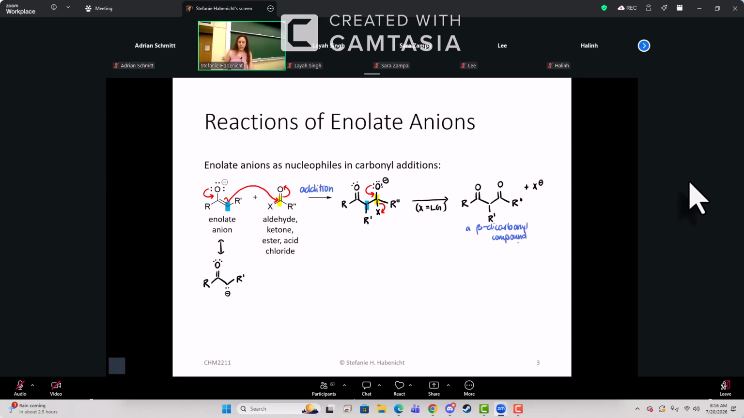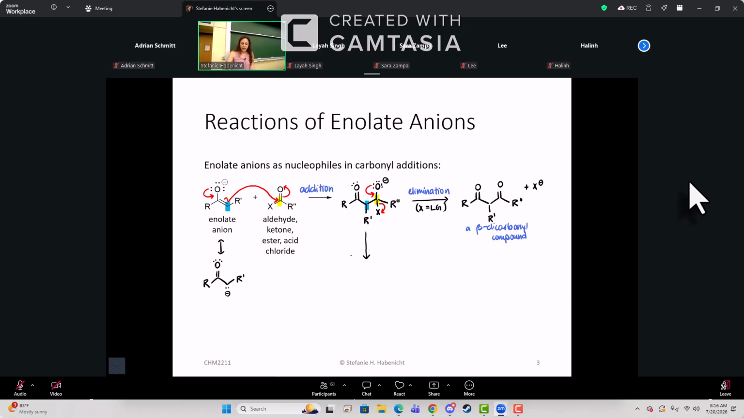So reacting an enolate anion with an acid derivative will give a beta dicarbonyl compound through this addition elimination process, which is again no different from what you've seen before for carboxylic acid derivatives reacting with different nucleophiles, oxygen nucleophiles, nitrogen nucleophiles, carbon nucleophiles, including organometallic reagents. We see the addition elimination process play out in reduction mechanisms. So we're just plugging in a different nucleophile.